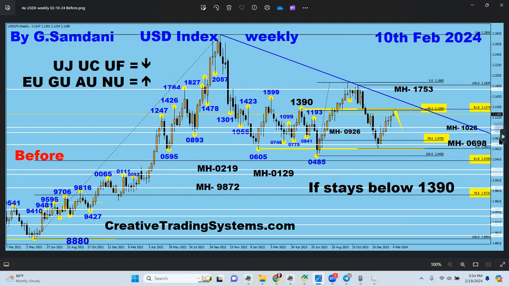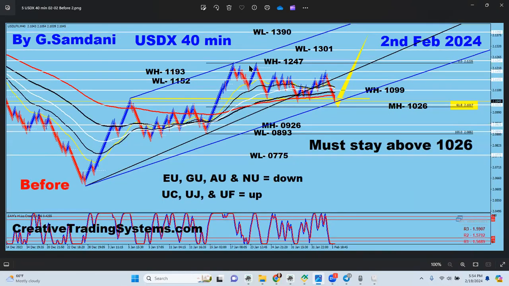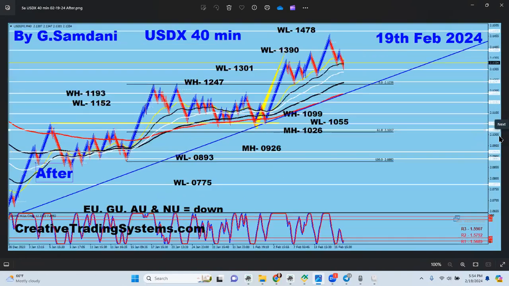In the meantime, I also made this chart on 2nd February, saying that we were bouncing from here and then going to hit 1390. This is a 40-minute chart. What happened to this 40-minute chart, as of today, 19th February, is that we went up there, started wobbling, and ended up hitting 1390, and then even went a little bit more to the upside. There was another level, I don't know, but we came very close to 1478, and then it started to drop.